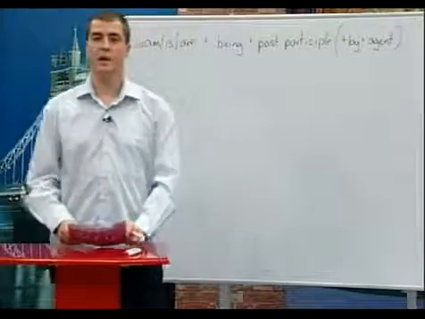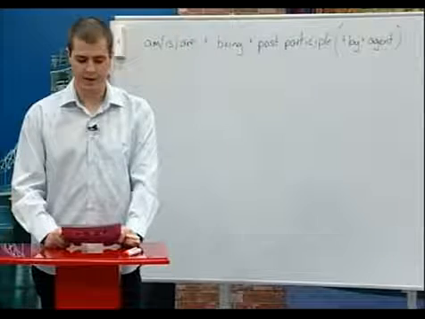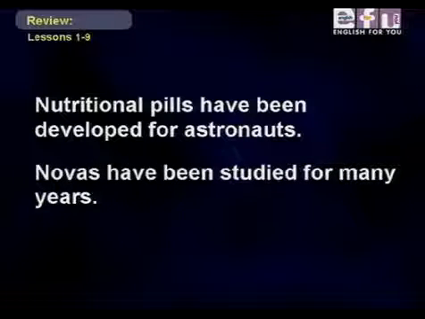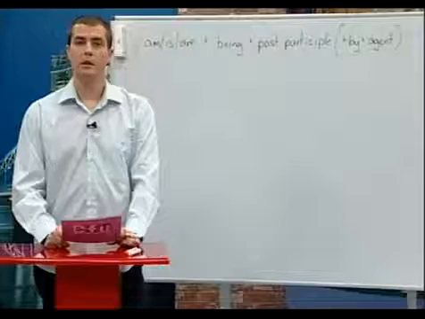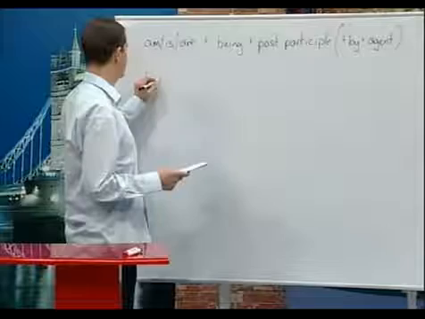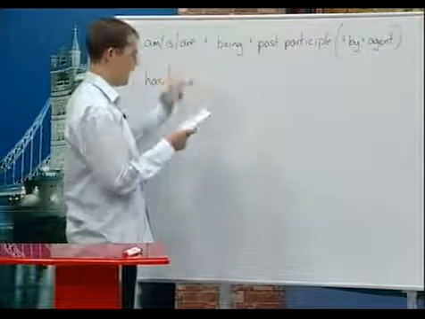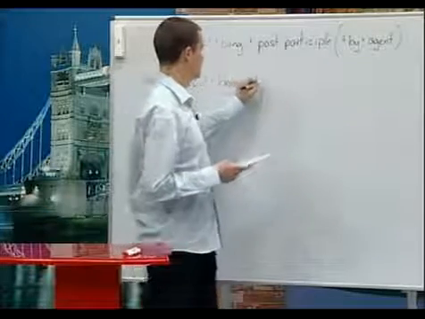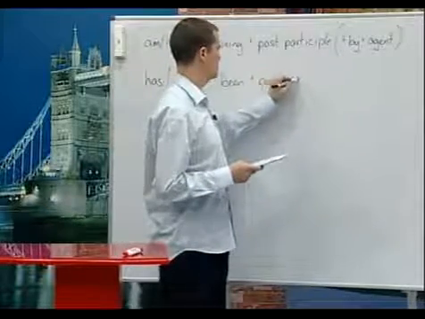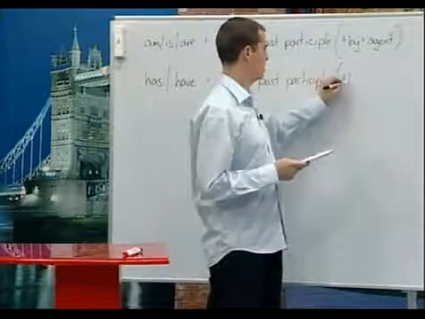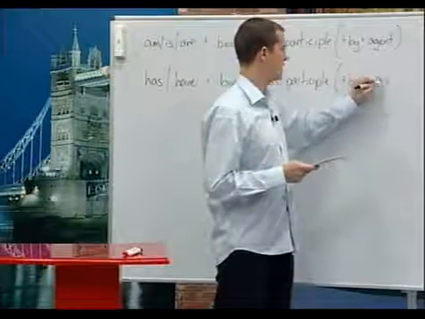Let's look at the passive voice now with the present perfect tense. Nutritional pills have been developed for astronauts. Novas have been studied for many years. The passive voice in the present perfect tense is formed this way, with has or have plus been plus past participle, and then maybe by an agent.